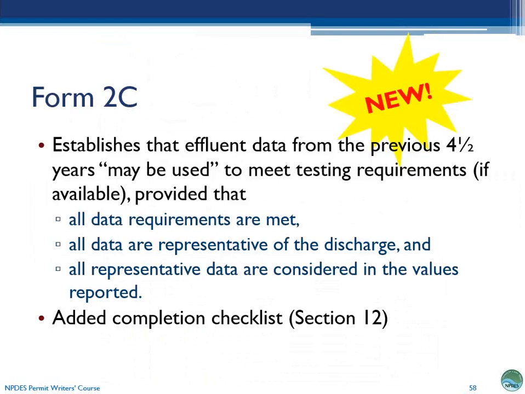EPA's updated Form 2C reflects one change to conform to the NPDES application and program updates rule. The form instructions now state that effluent data from the previous 4.5 years may be used to meet testing requirements if available, provided that all data requirements are met, all data are representative of the discharge, and all representative data are considered in the values reported. A completeness checklist is also now included at the end of the form.